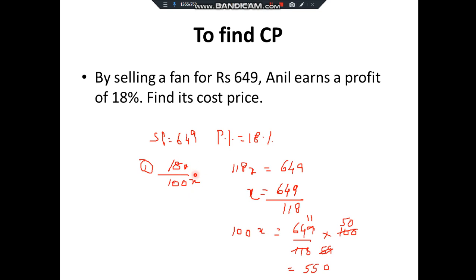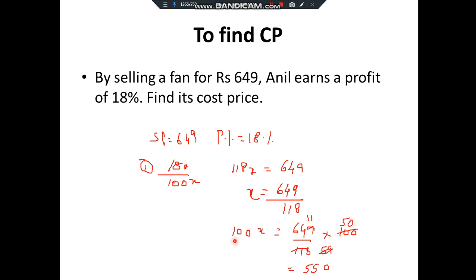Okay, so it is profit, no? So we have to add both, 100x plus 18x, which is 118x, the selling price. So 118x is equal to 649, they have given the selling price as 649. So x is equal to, you'll get a value. If you cannot cancel it out, just keep it as such, because we'll take the cost price and find it. Okay, so x is equal to 649 by 118.